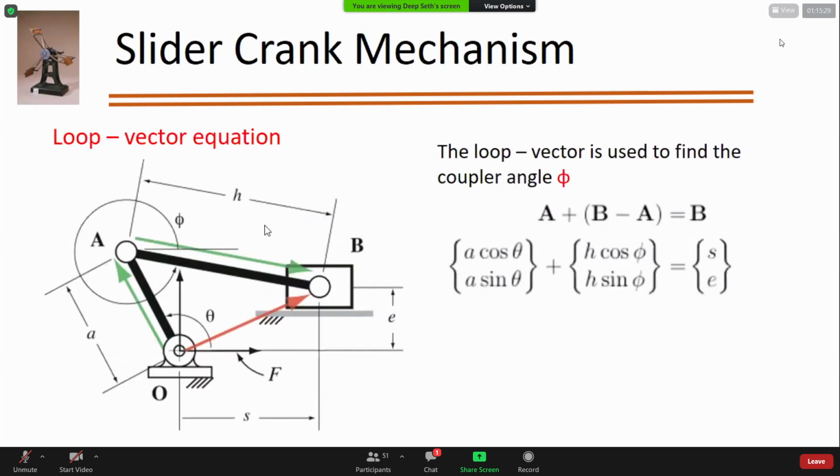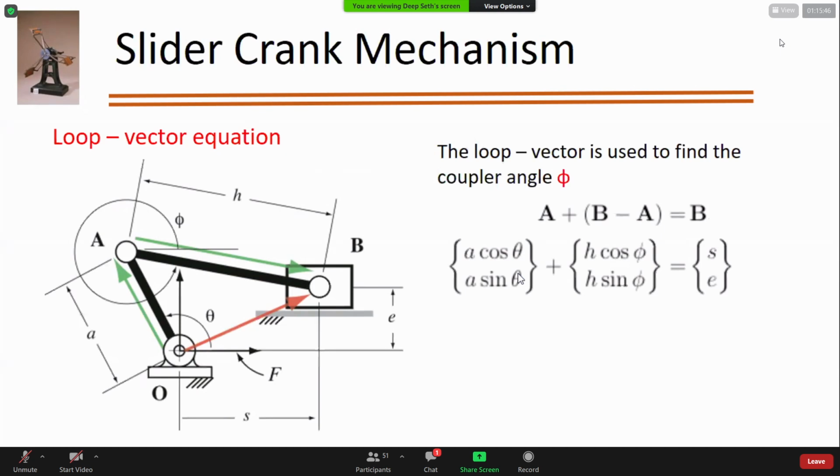So in loop vector form, how will we see it? The loop vector form is used to find the coupler angle phi. What is the coupler angle phi which is forming over here? It is the angle phi forming over here, this angle. That's what I want to determine.